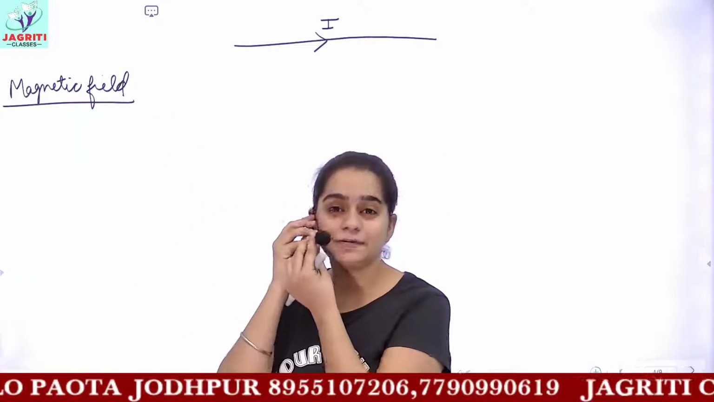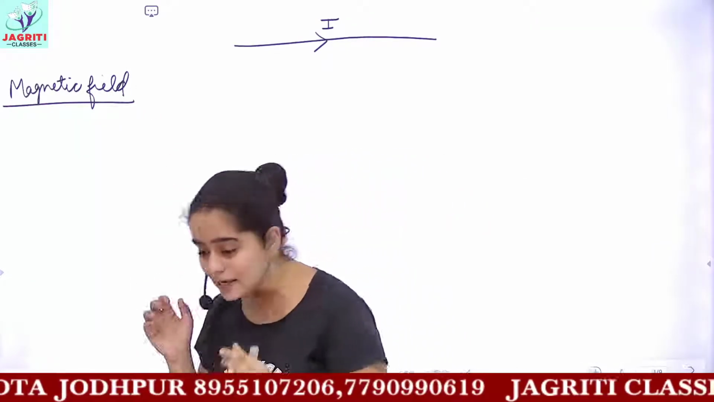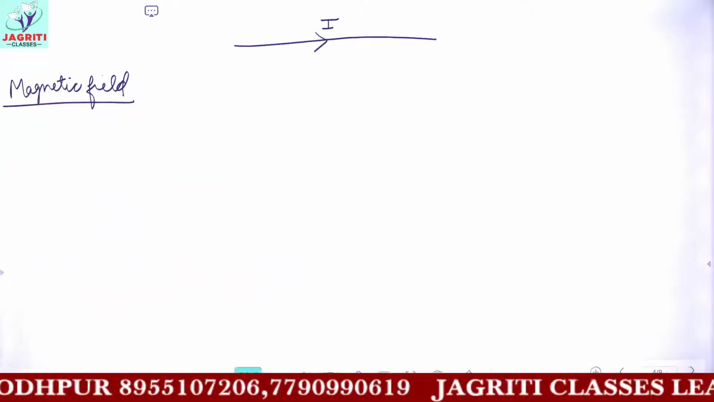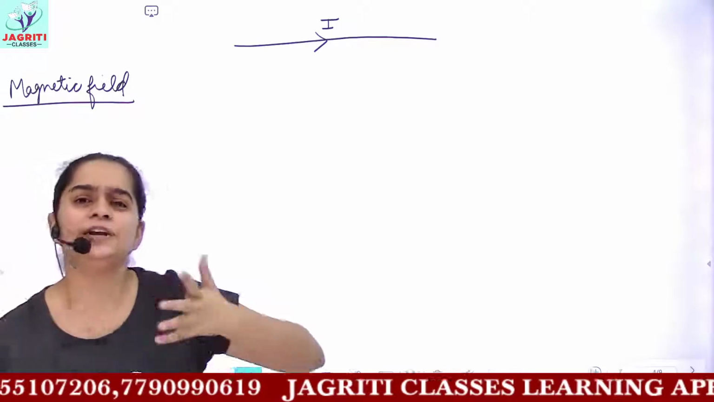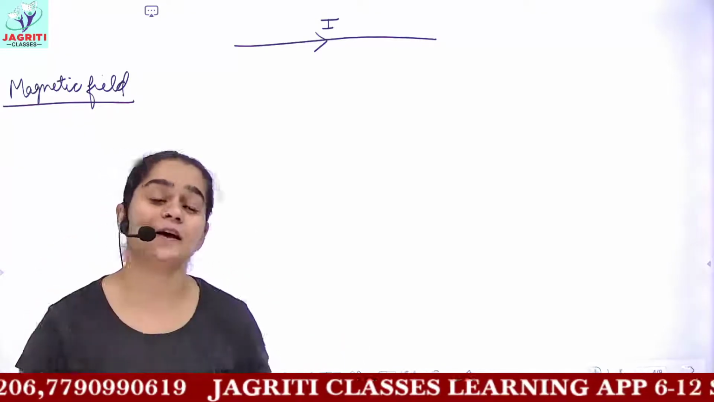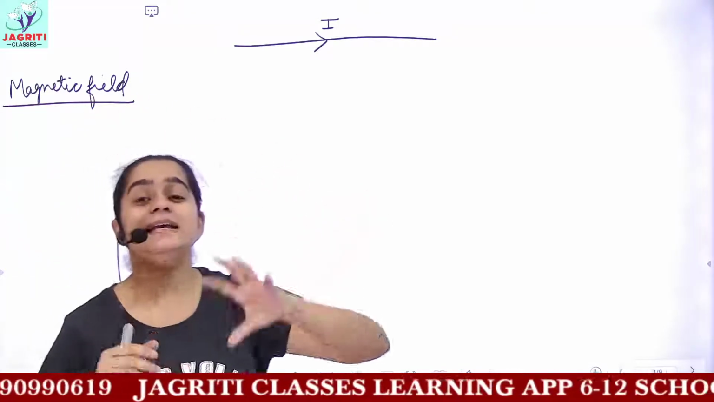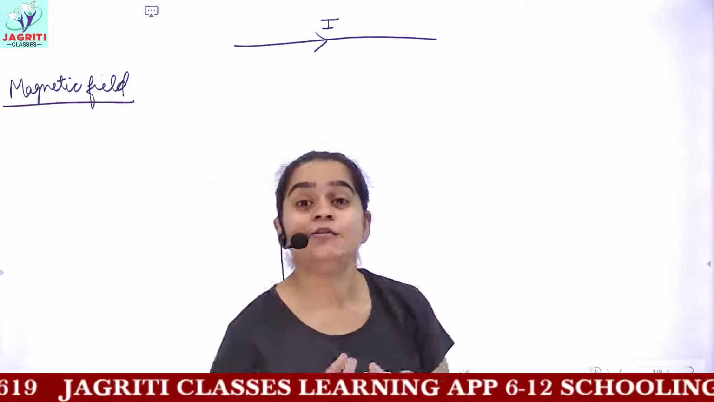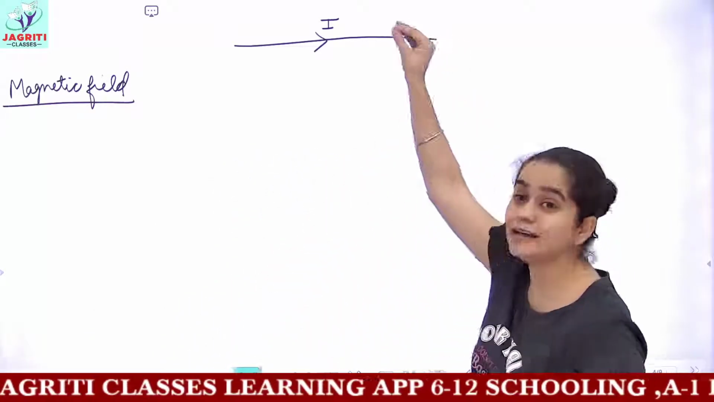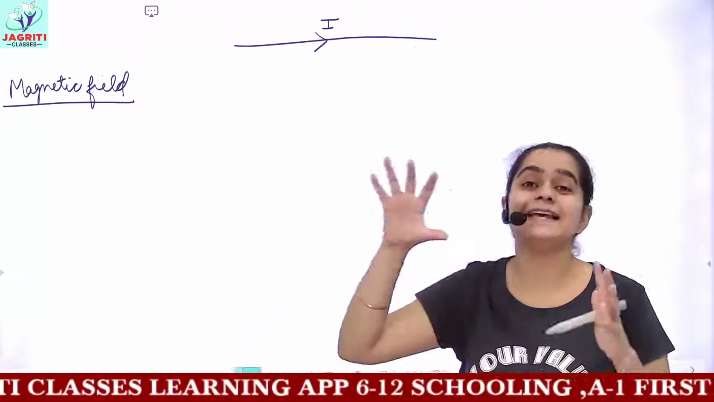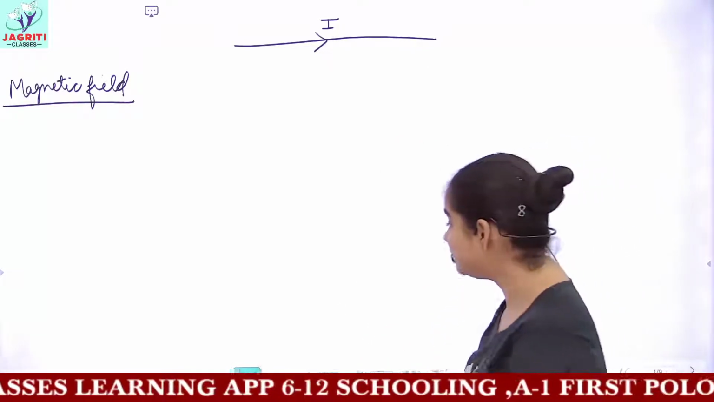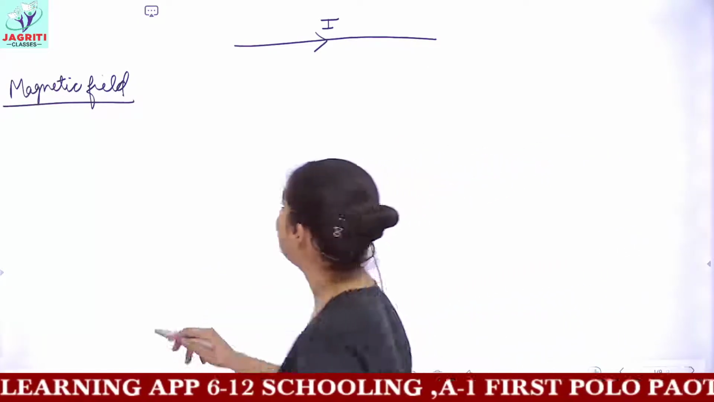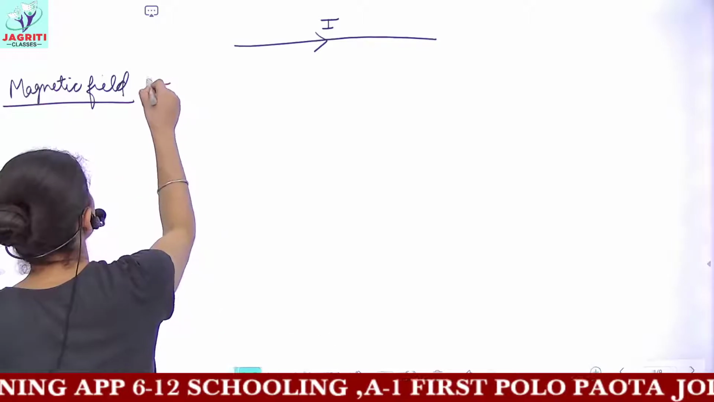Magnetic field can be defined in the same manner as we define electric field. Magnetic field means an area. Field is a kind of area. So magnetic field is the imaginary area where the magnetic power of any material is exhibited. This is the definition which I spoke. I'll be writing the same definition and then I'll explain it to you.